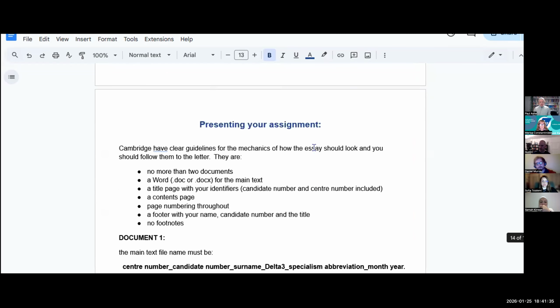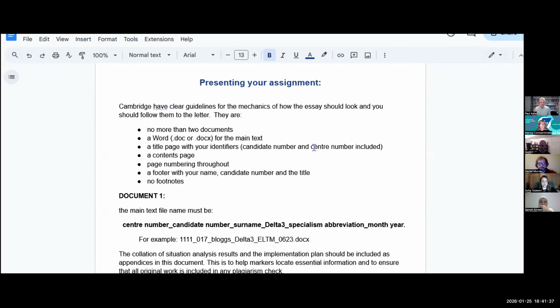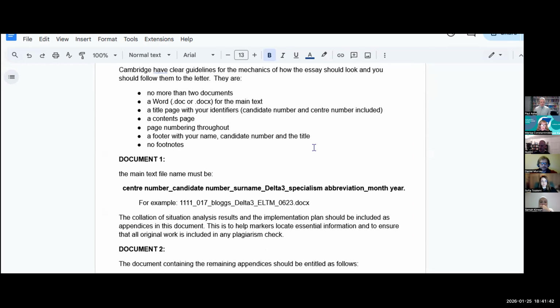Carry on with more checklists. Again, this one is the nitty-gritty of presenting your assignment. Say something? Yes, sorry. Yeah.